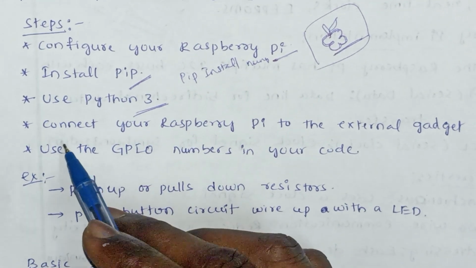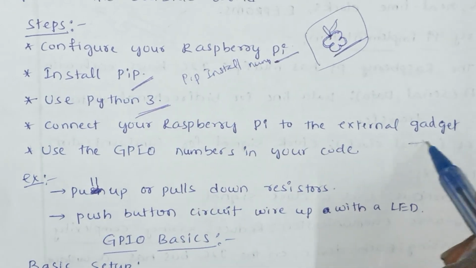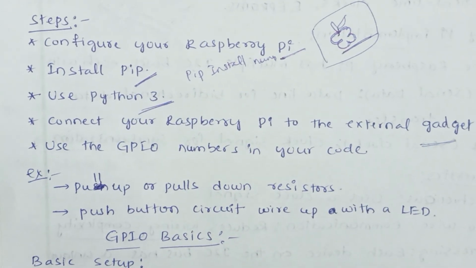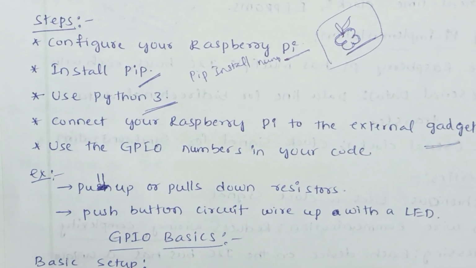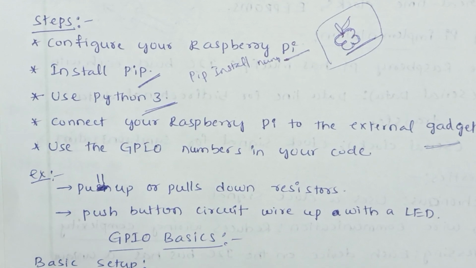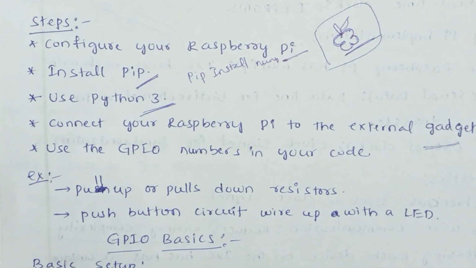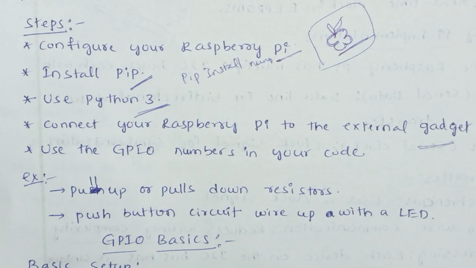Next, connect your Raspberry Pi to the external gadget by using some wires. I told you in the previous video, right? There are different types of colors of wires in Raspberry Pi. To connect those, we have one port for connecting to the Raspberry Pi.